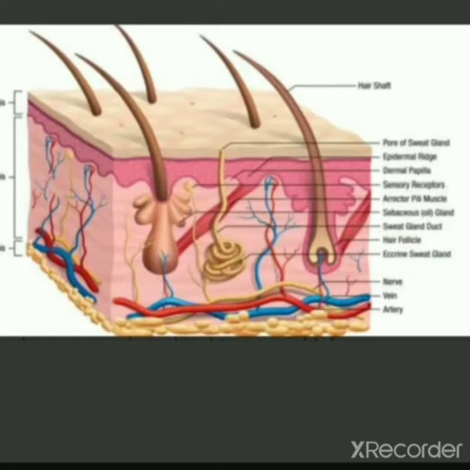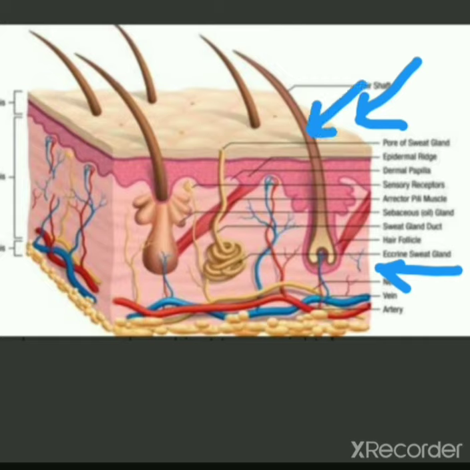Skin structure. Skin consists of two main layers: the epidermis layer, which is the outer layer of the skin, and the dermis layer, which is the inner layer of the skin. The epidermis layer can be classified into the upper part of the epidermis and the inner part of the epidermis.